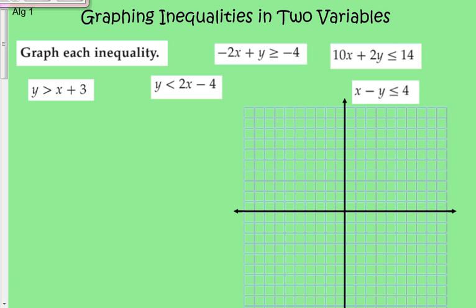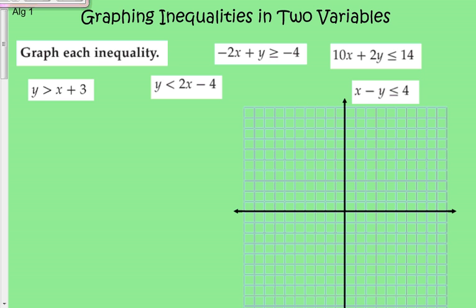Hello students. Today's lesson is called Graphing Inequalities in Two Variables. The two variables would mean that you have an x and a y in your inequality. And that's going to create a diagonal line when you graph it.